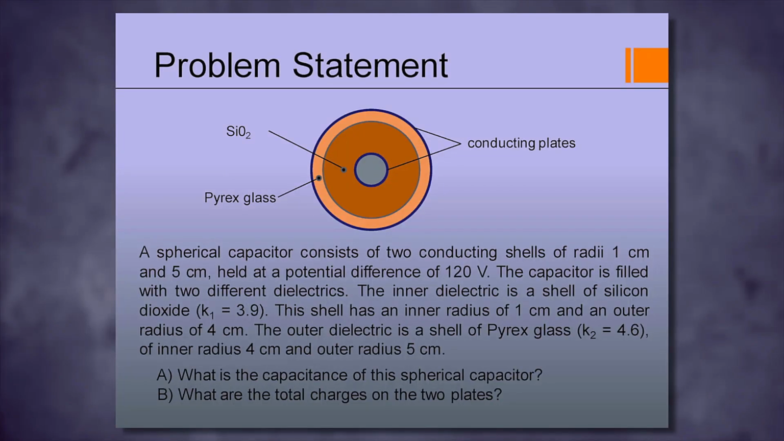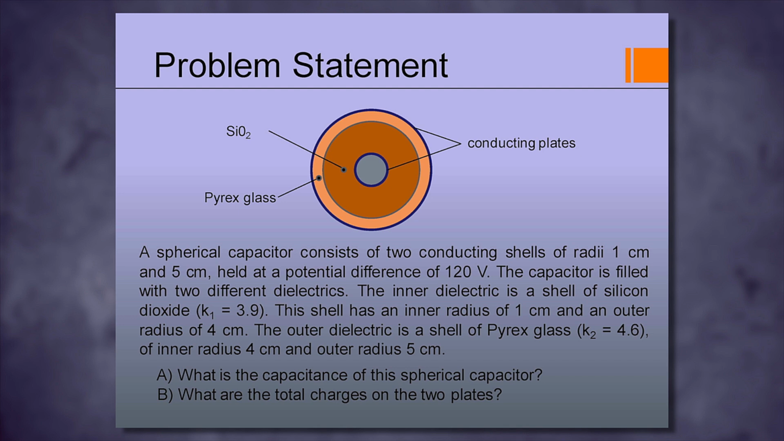A spherical capacitor consists of two conducting shells of radii R1 equals 1 centimeter and R2 equals 5 centimeters, held at a potential difference of 120 volts. The capacitor is filled with two different dielectrics. The inner dielectric is a shell of silicon dioxide, whose dielectric constant is K1 equals 3.9. This shell has an inner radius 1 centimeter and an outer radius of 4 centimeters. The outer dielectric is a shell of Pyrex glass with a dielectric constant of K2 equals 4.6, of inner radius 4 centimeters and outer radius 5 centimeters.